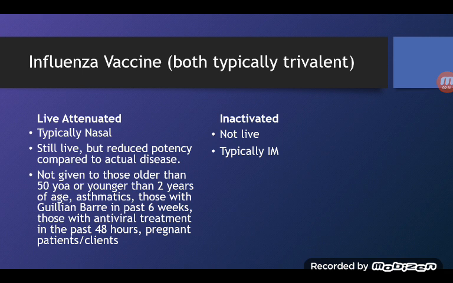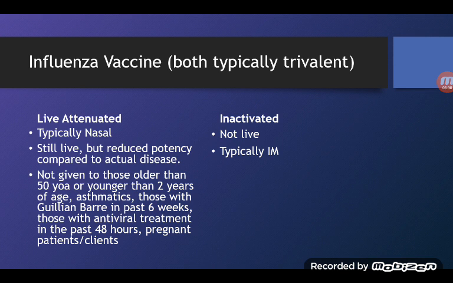Influenza vaccine is a good case study to look at because it's trivalent, so it typically covers 3 different strains. But you can get it live or inactivated. So in the live, it's usually live and attenuated, typically nasal, still live, but reduced potency compared to the actual disease. Not given to those older than 50, or younger than 2 years of age.